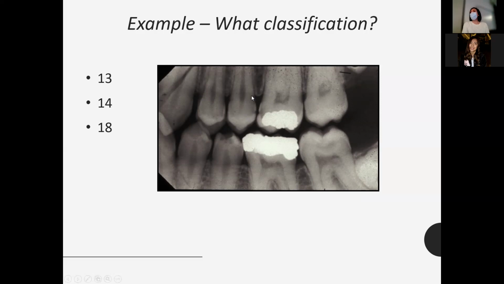3, yep, class 3, because it goes into the dentin. This one over here, we see the break in the enamel really clearly into the dentin. What do we have there? Good, class, yep, class 3.